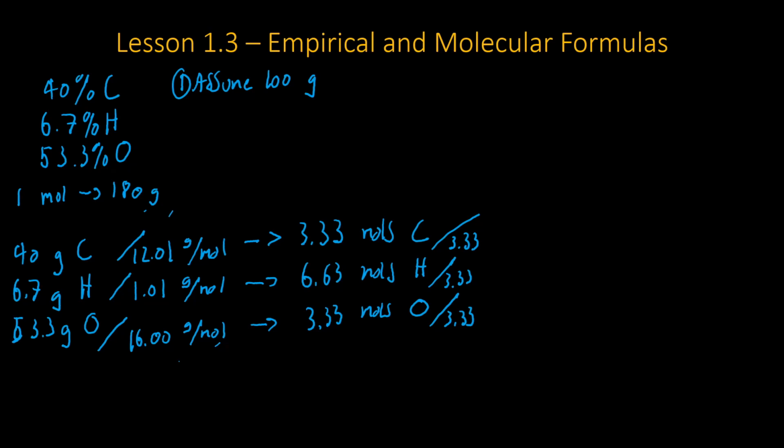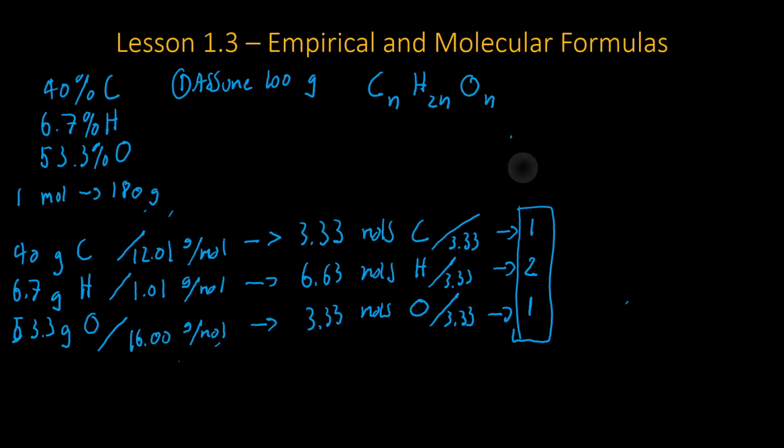After that, you end up with a value of 1. Here, this is roughly 2, and if you do the math, it's 1.99 something. You're definitely allowed to round that up to 2. And this is going to be 1. These values are literally the subscripts for writing out that formula. So there's a 1 right here, there's a 2 here, and there's a 1 right there. Now, what will the last step be? At this point, we've solved for the empirical formula.